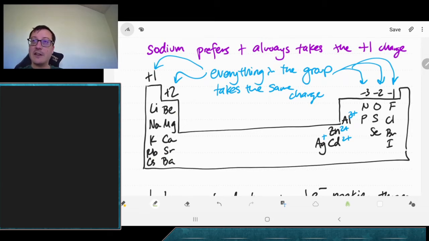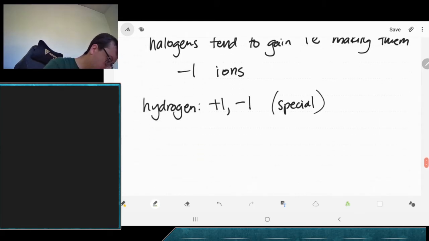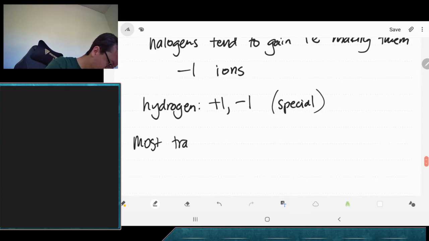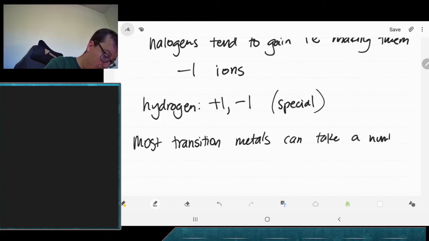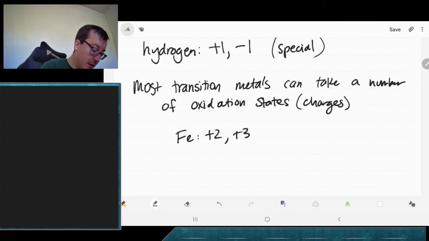You might be asking yourself now, well, what the heck with these transition metals? And what the heck indeed? We see that transition metals can take a number of what are called oxidation states. Or we might call them charges. So for example, iron often is seen as +2 or +3, but it can do other things. It can also do +6. No problem.